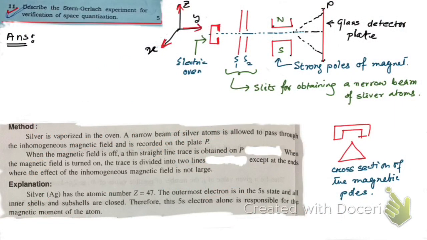So this is question number 11. Describe the Stern-Gerlach experiment for the verification of space quantization. Okay, before you write the answer, let me explain this experiment.